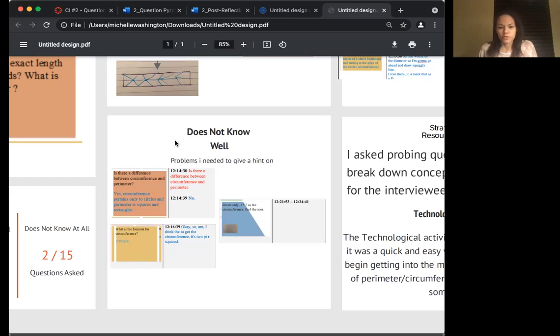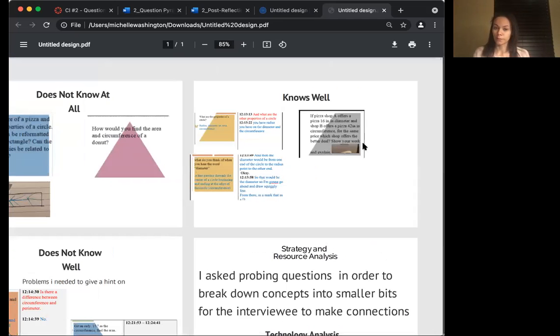So he solved for that, and then I asked him if he could implement what he just found to find area. And he was like, oh, yes, I could do that. And so when I broke it down, he was able to answer the questions and he realized the connection, but he didn't know it just outright. That's how most of those problems went. And those are the problems I put in does not know well.